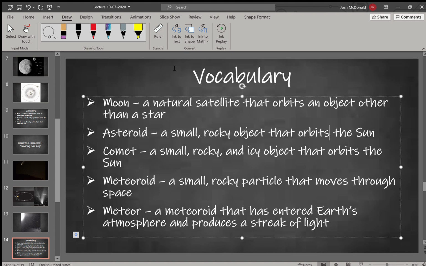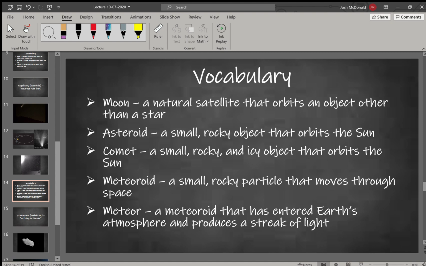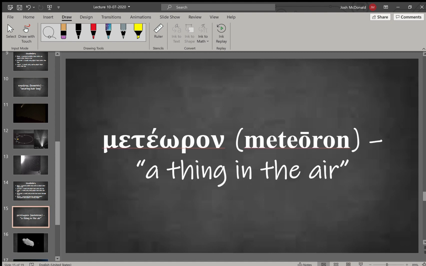So let's look at the origin of the term meteor. It comes from the Greek word meteoron, and literally means a thing in the air, something in the air. Now, meteoroid, remember back, eidos, a form. So a meteoroid would be a form of something in the air.